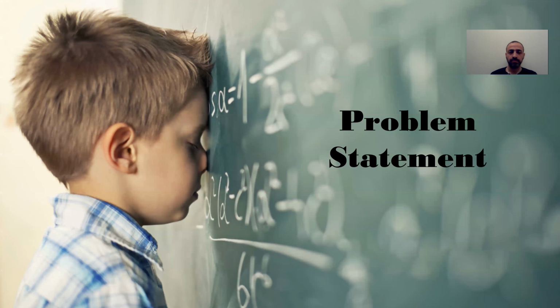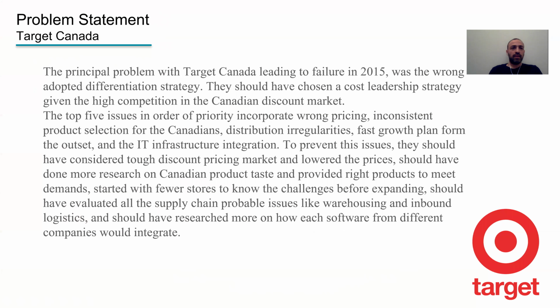So for the problem statement on Target Canada, the principal problem leading to its failure in 2015 was the wrongly adopted differentiation strategy. They should have chosen a cost leadership strategy given the high competition in the Canadian discount market. The top five issues in order of priority incorporate wrong pricing, inconsistent product selection for Canadians, distribution irregularities, a fast growth plan from the outset, and the IT infrastructure integration.